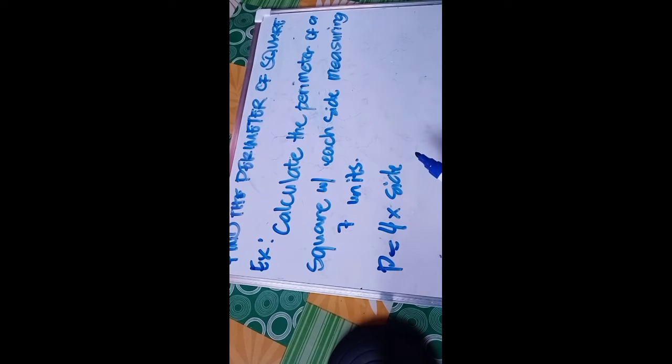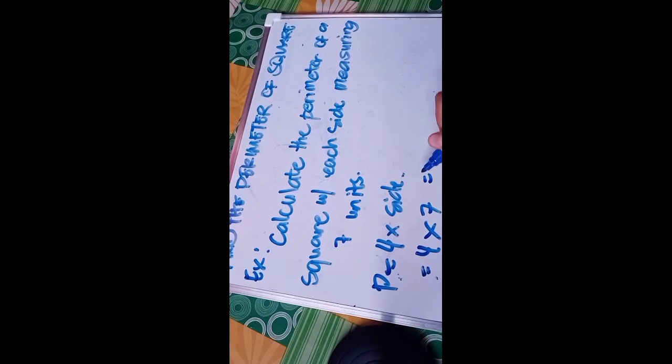This is our example of the square. Calculate the perimeter of a square with each side measuring 7 units. So this is our formula: perimeter of a square equals 4 times side. So equals 4 times the side measuring 7 units, so equals 28 units. So that is our perimeter of a square.